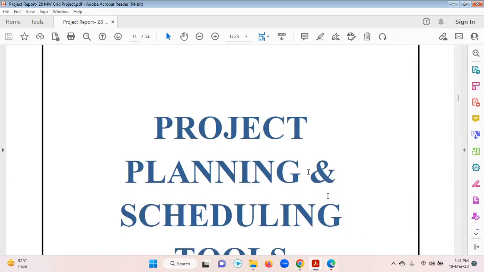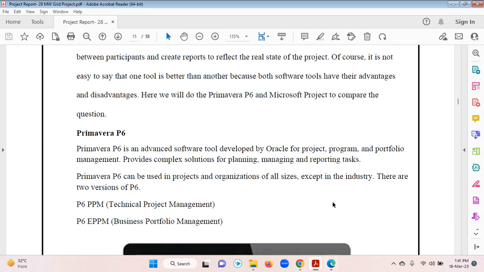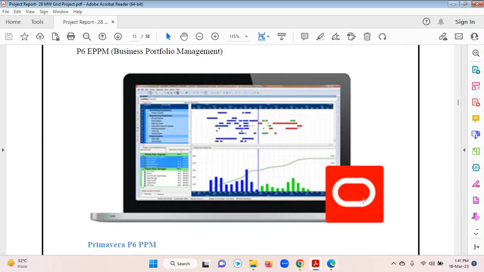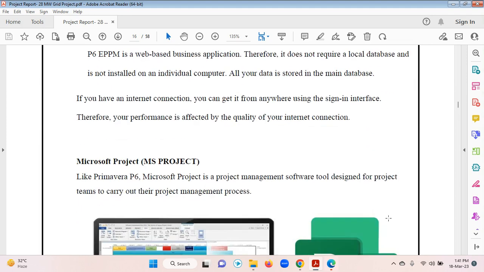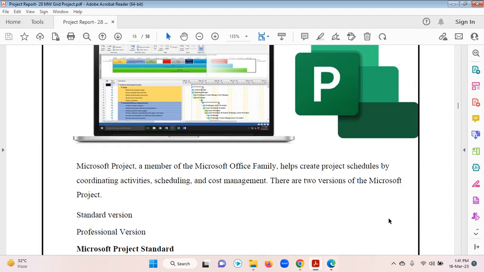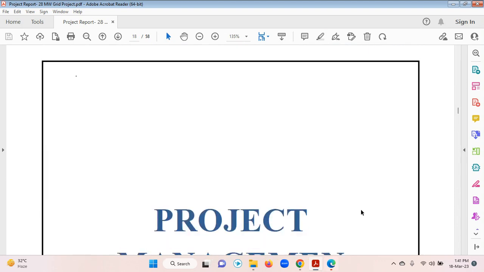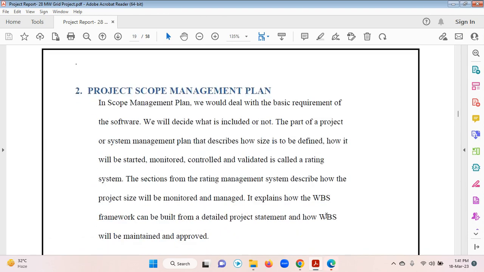Now comes the project planning and scheduling part. The tool that can be used is Primavera, which is an enterprise project portfolio management software, as well as Microsoft Project. I particularly used Primavera for the software, because it has a lot more attributes than Microsoft Project.